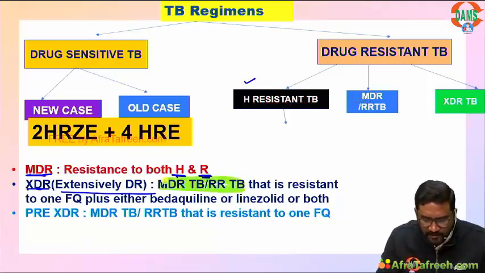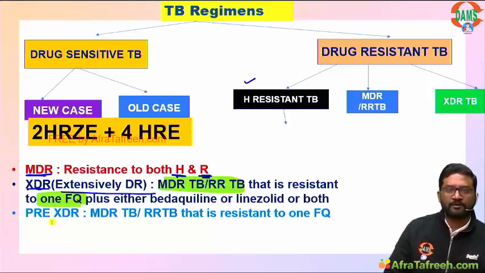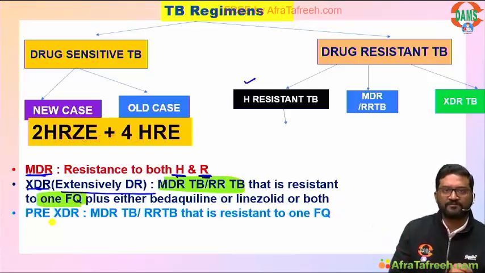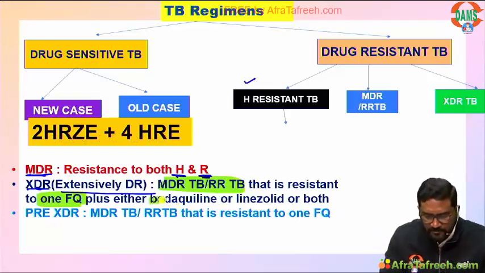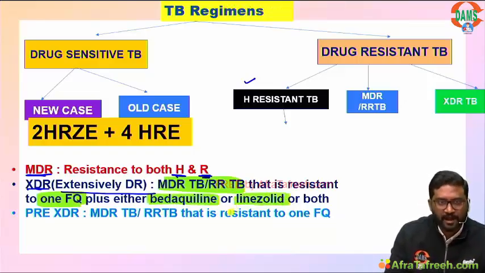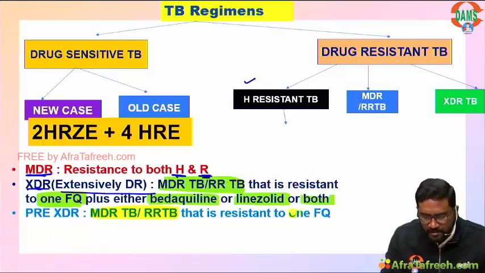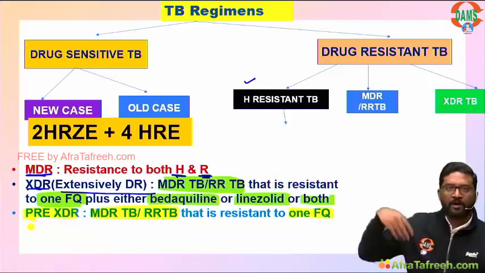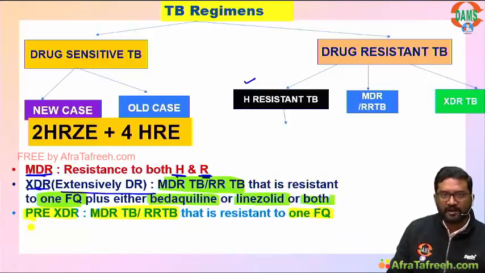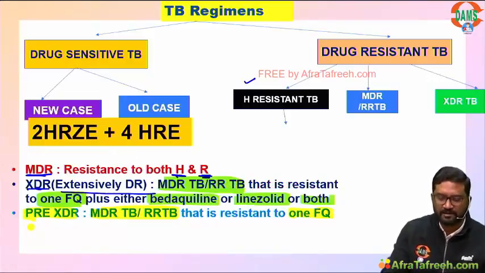XDR TB is MDR TB that is resistant to fluoroquinolone. Along with fluoroquinolone, in group A drugs, it should be resistant. It can be bedaquiline, linezolid or both. So fluoroquinolone resistance is mandatory. Along with that, either bedaquiline or linezolid or both. Now if it is an MDR TB only resistant to fluoroquinolone, it is called pre-XDR. Along with fluoroquinolone, other drugs resistant is called XDR, extensively drug resistant.